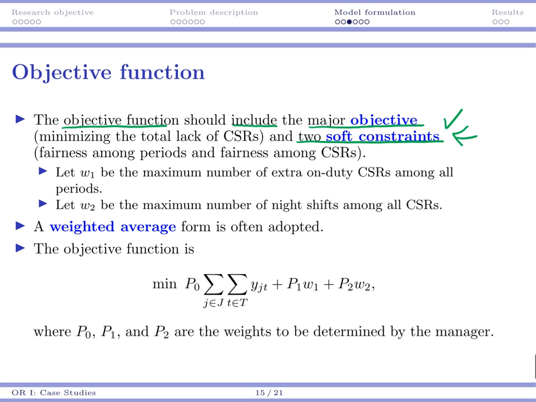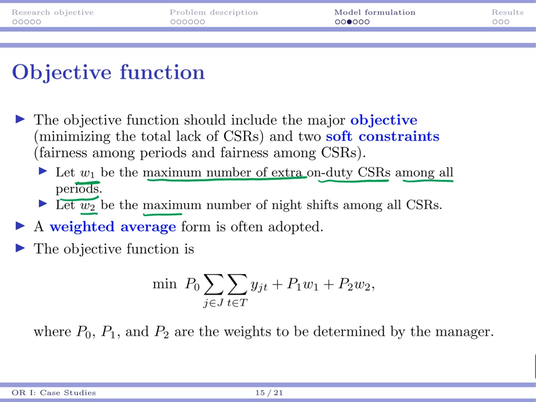That's the way to deal with soft constraints. So we're going to say W1 is the maximum number of extra on-duty CSRs among all periods, and W2 to be the maximum number of night shifts among all CSRs. So what is that? Recall that when we are talking about the objective function, we talk about the total shortage. Total shortage among all periods, that's precise. Later you will see how we calculate it.